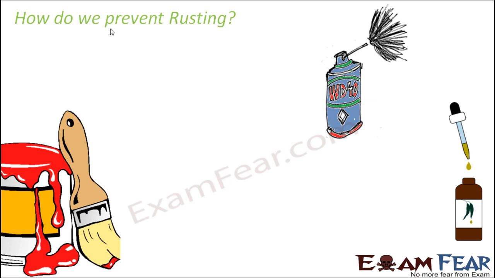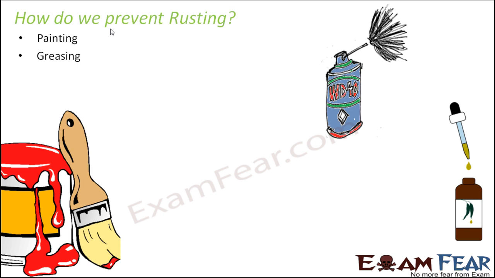Now, since there are so many disadvantages associated with rusting, we should try to do something to prevent it. So what do we do to prevent or stop rusting? The first thing is painting. If we paint the surface of iron, then iron will not be able to come in contact with air and water. So therefore rusting will not take place.